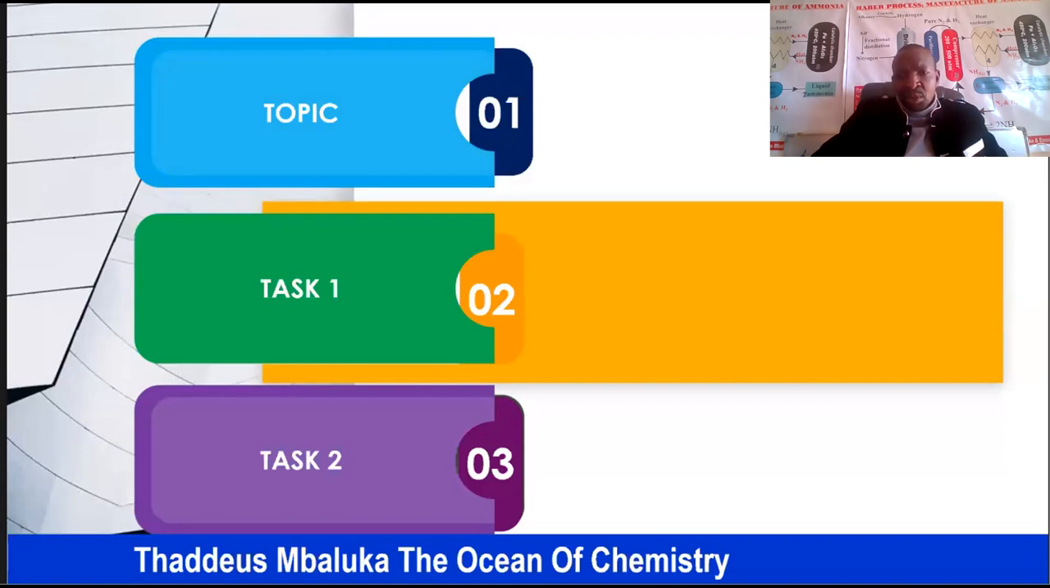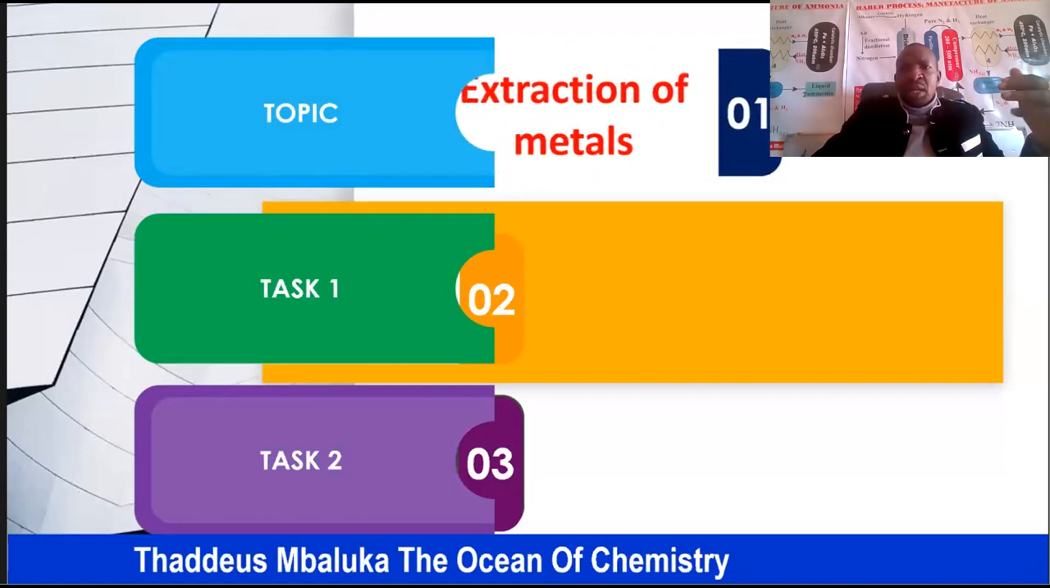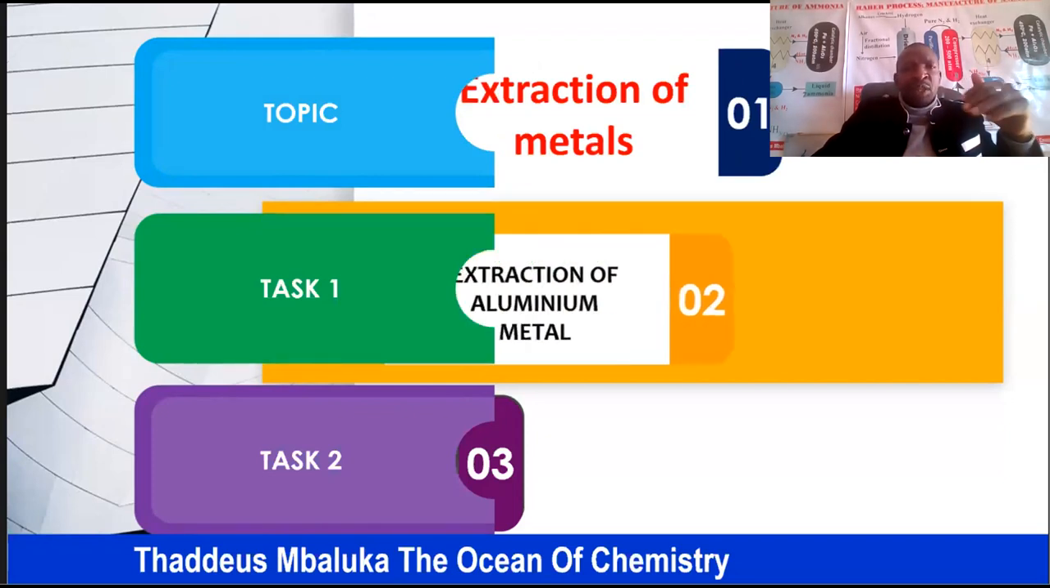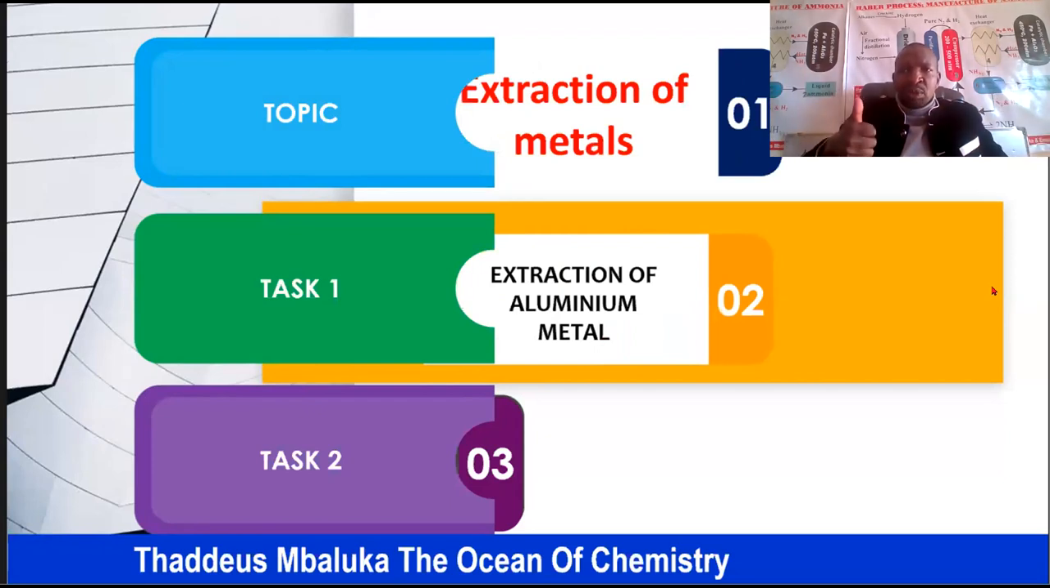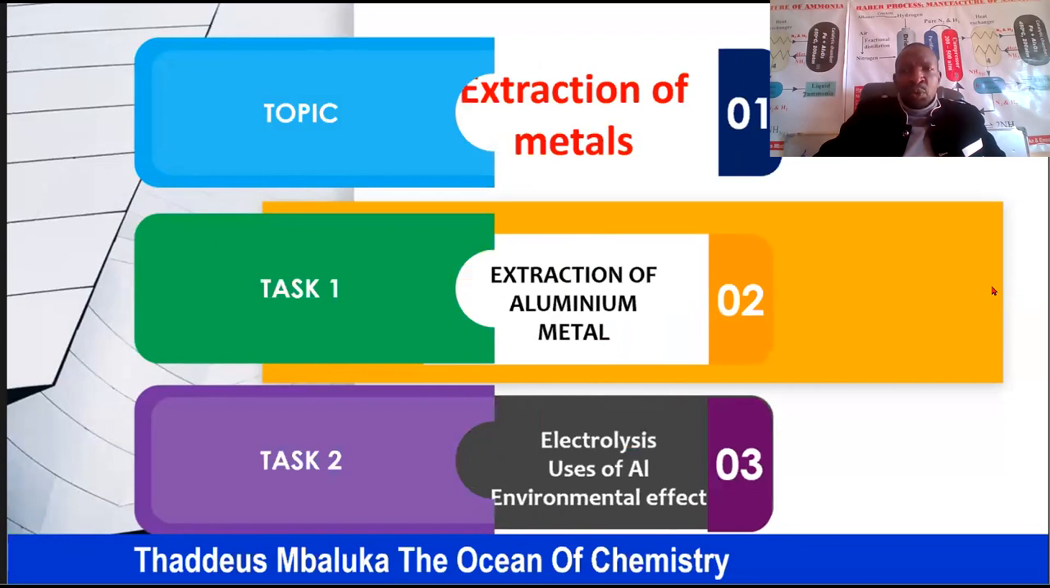So let's look at the main task that we are supposed to carry out today. We are going to look at the topic of extraction of metals. We were looking at the extraction of aluminium metal. In task number two, we are going to look at how aluminium metal is extracted through the electrolysis process. We are going to look at the uses of aluminium. We are also going to look at the environmental effects associated with the extraction of aluminium. Welcome as we try to break it down and unpack all the possibilities in which this particular metal can be tested in a normal examination set.